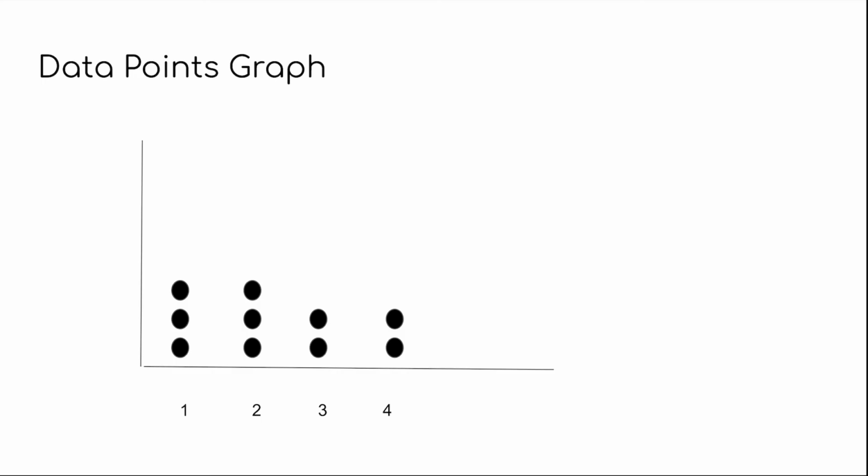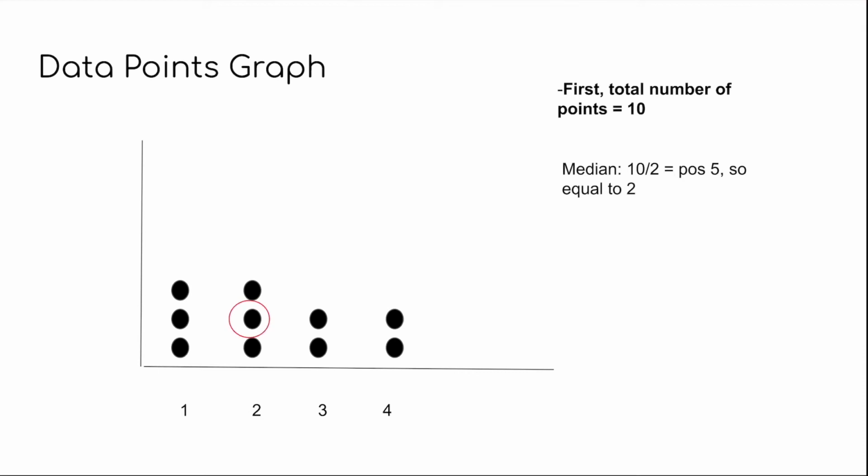The second type of graph on the SAT math section will be the data points graph. Usually it will ask you to find the median. First, determine the number of points on the graph. In this case, it will be 10. Second, we can approximate the median by dividing the total number of points by 2. So in this case, it's approximately at position 5. As we can find, at position 5, it's going to be 2.